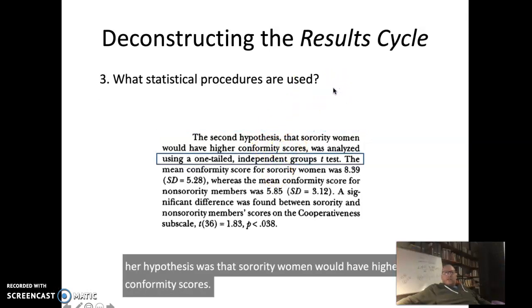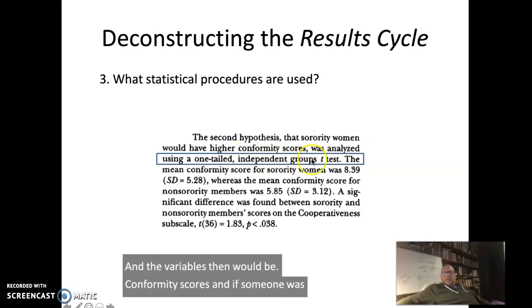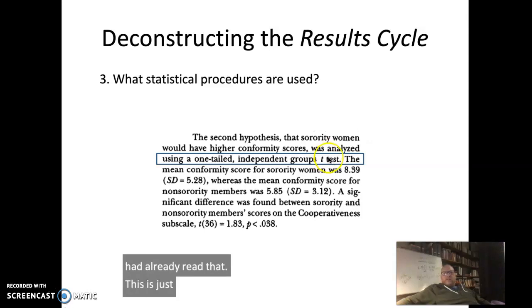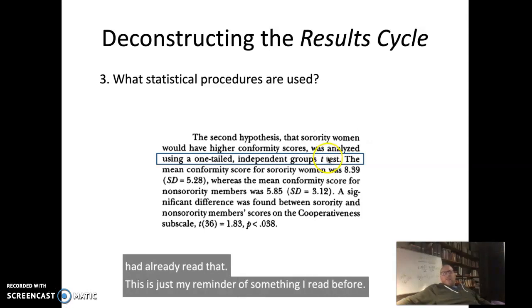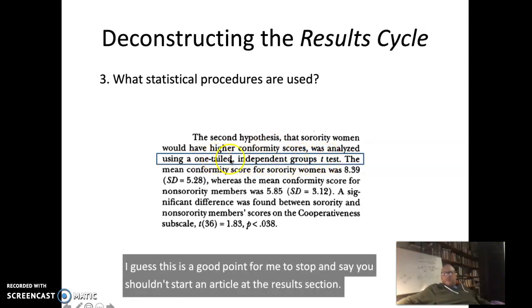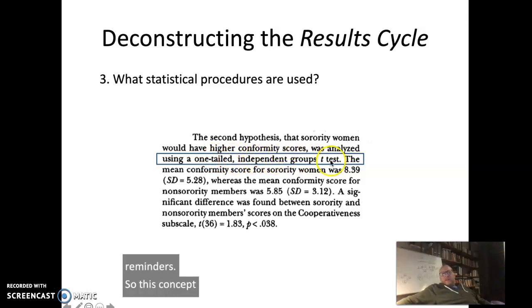Next step in the results cycle is what procedures? Well, she used something called a one-tailed independent groups t-test. We haven't actually studied that yet, but as I was saying earlier, once you know a little bit about significance tests, you don't need to know every single type. We will, in fact, learn how to do this later this week. Independent samples t-test.